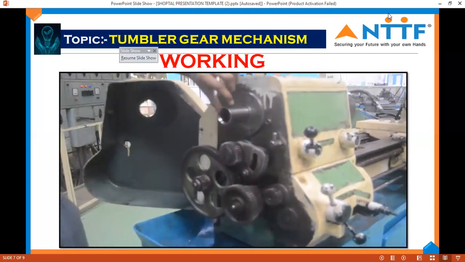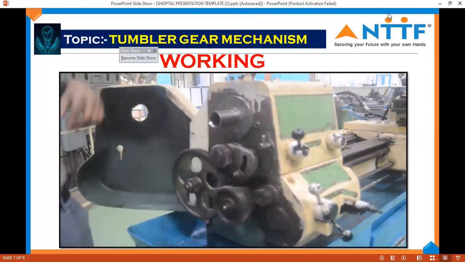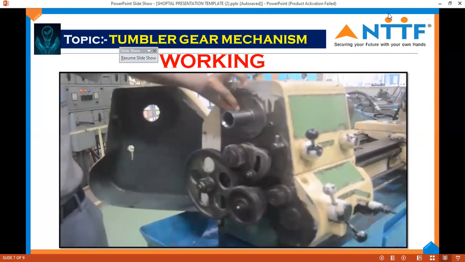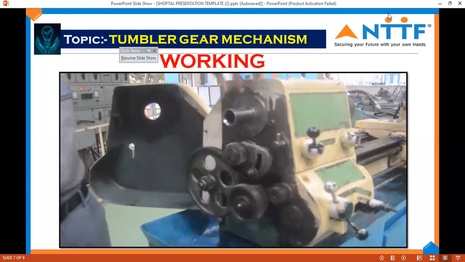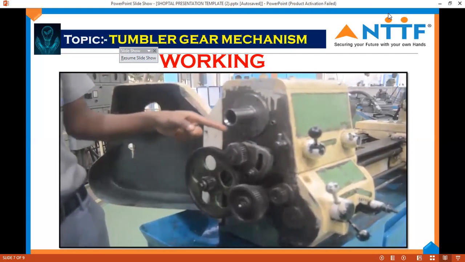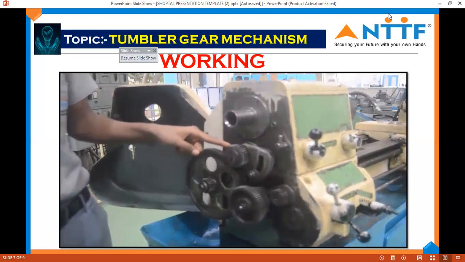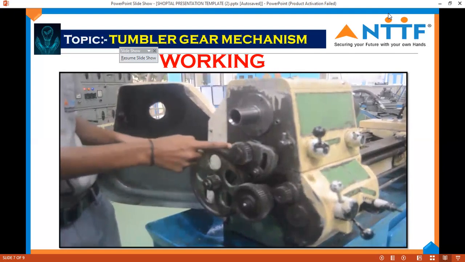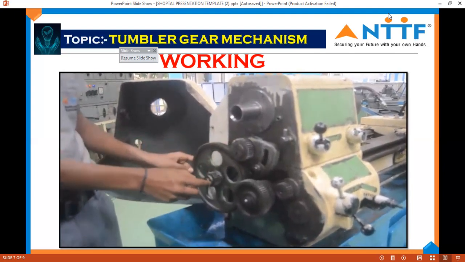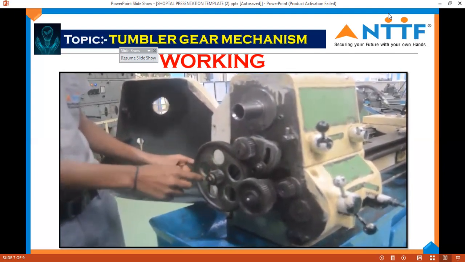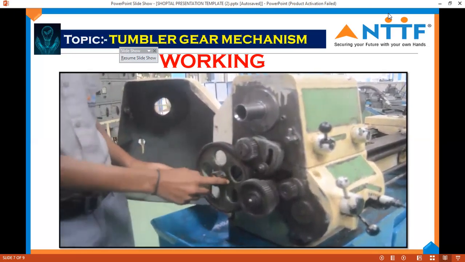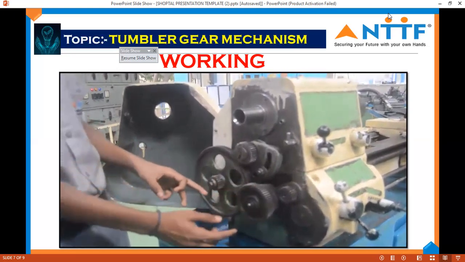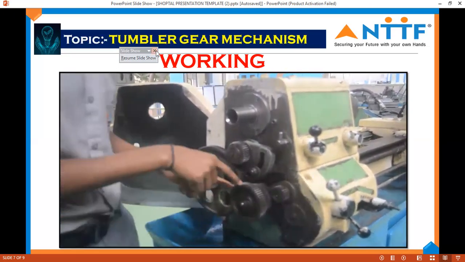The spindle gear will always rotate in an anti-clockwise direction, and it contains a gear here which is not shown. When it is rotating anti-clockwise, it is attached to one more gear called the tumbler gear. That tumbler gear will start to rotate in a clockwise direction. This tumbler gear is attached to one more gear called the stud gear. This stud gear will start to rotate in a clockwise direction. This will transmit the drive to the other gears called intermediate gears, which will start to rotate in a clockwise direction. You can see there are three intermediate gears.